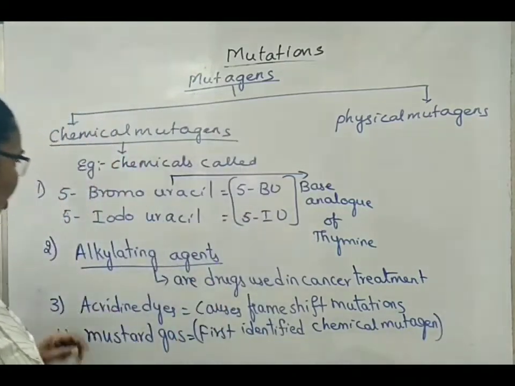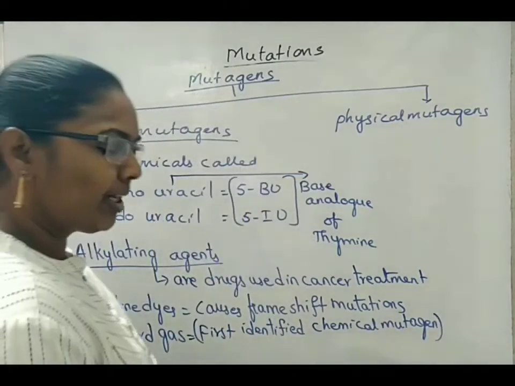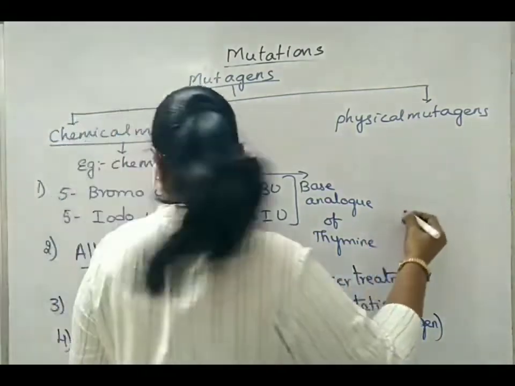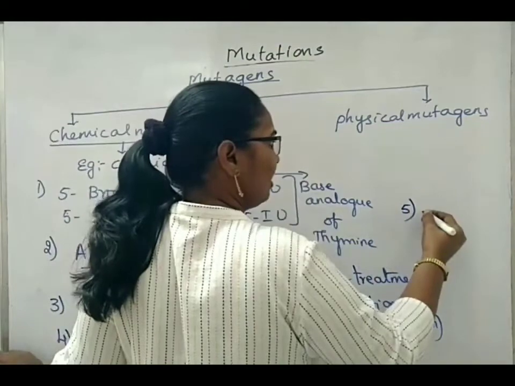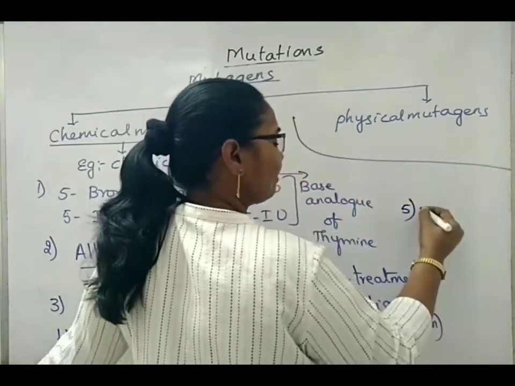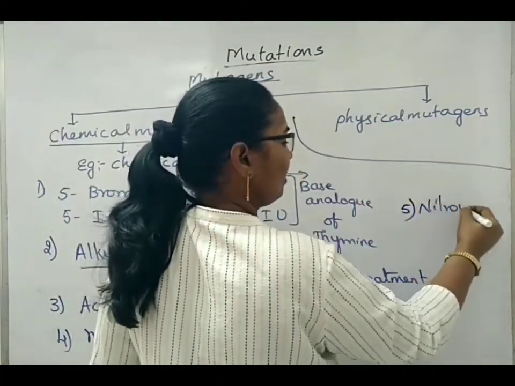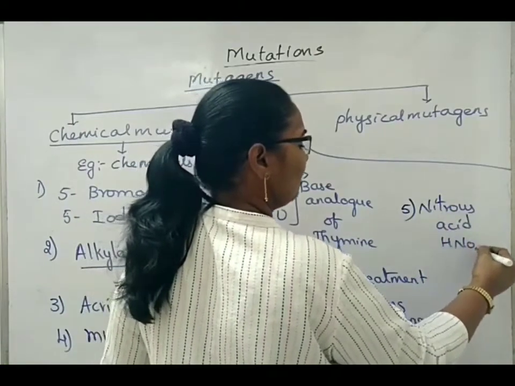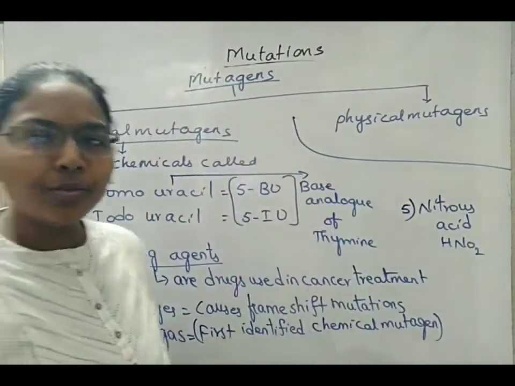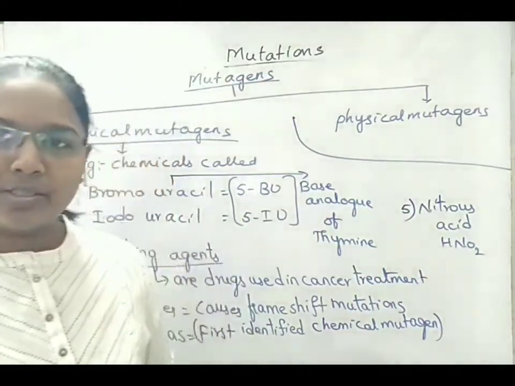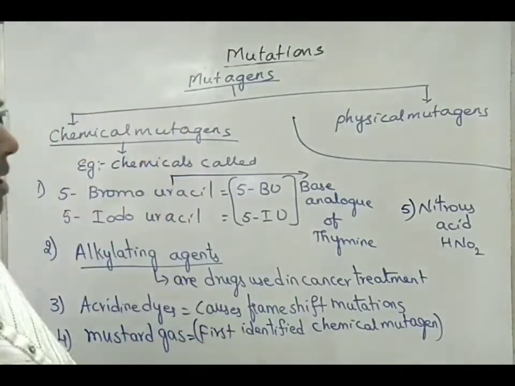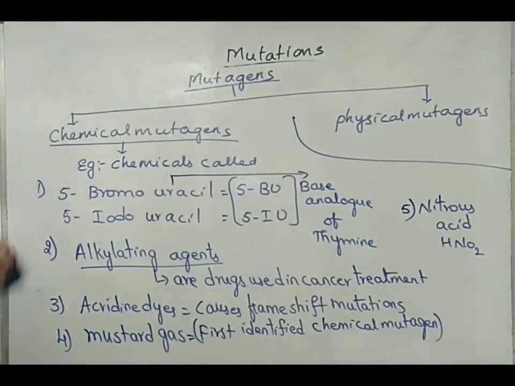Another example under chemical mutagens is nitrous acid, HNO2. So the 5th example is nitrous acid. These are a few of the chemical mutagens that cause mutations. We will see what physical mutagens are also.